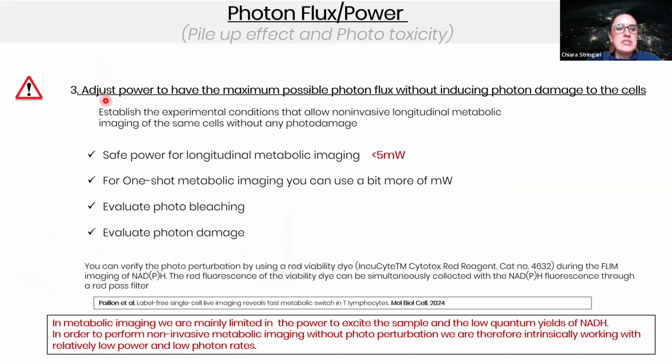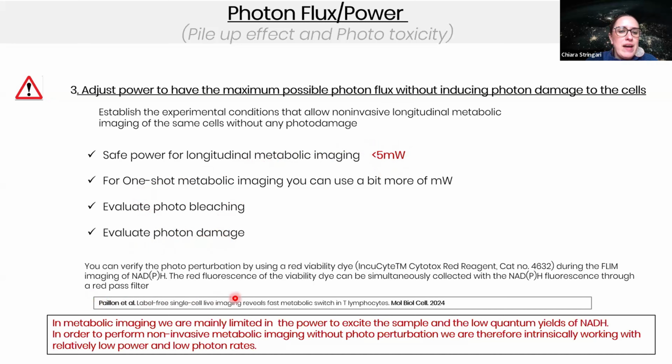So the third point is to adjust the power in order not to induce photo damage of the cells. The rule of thumb is that for longitudinal imaging, we use less than 5 milliwatts to follow the same cells or the same tissues. But you really need to consider the bleaching, but especially the damage inside cells. So what do you have?